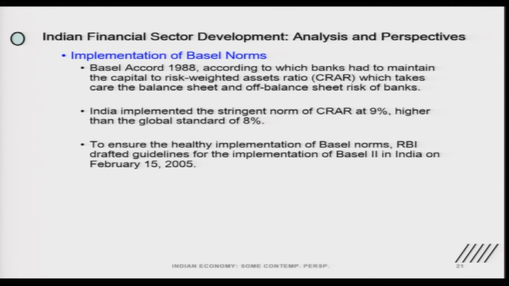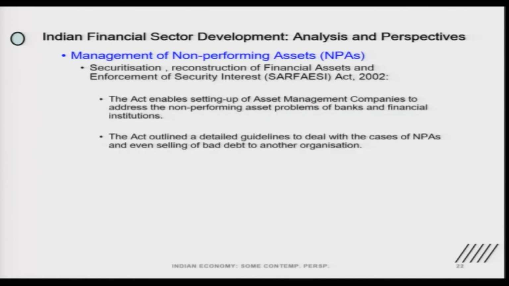The first Basel Accord was only about the risk weighted asset ratio. Then in Basel II, two more pillars were added. One was supervisory review, and the second was market discipline. So if you want, you can go through the RBI website. It provides a very detailed account.